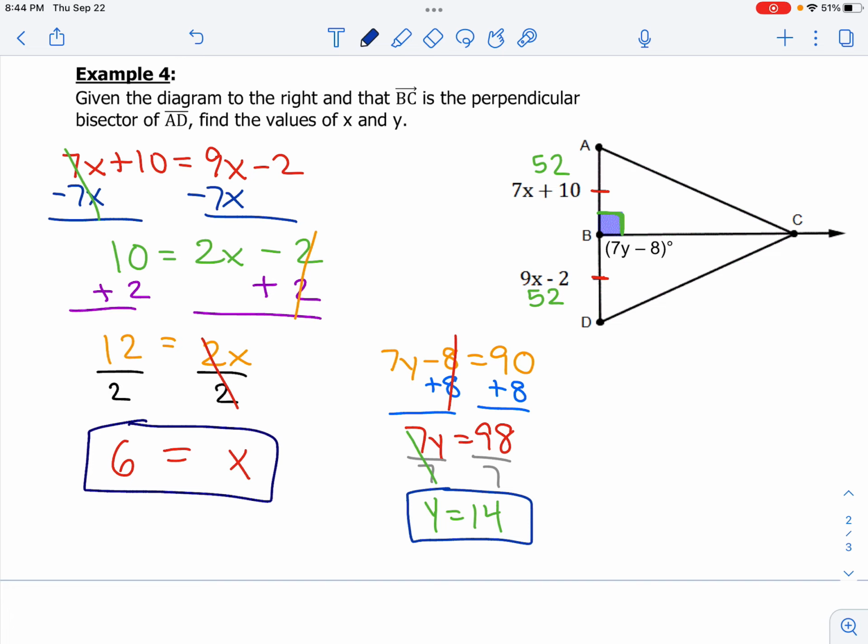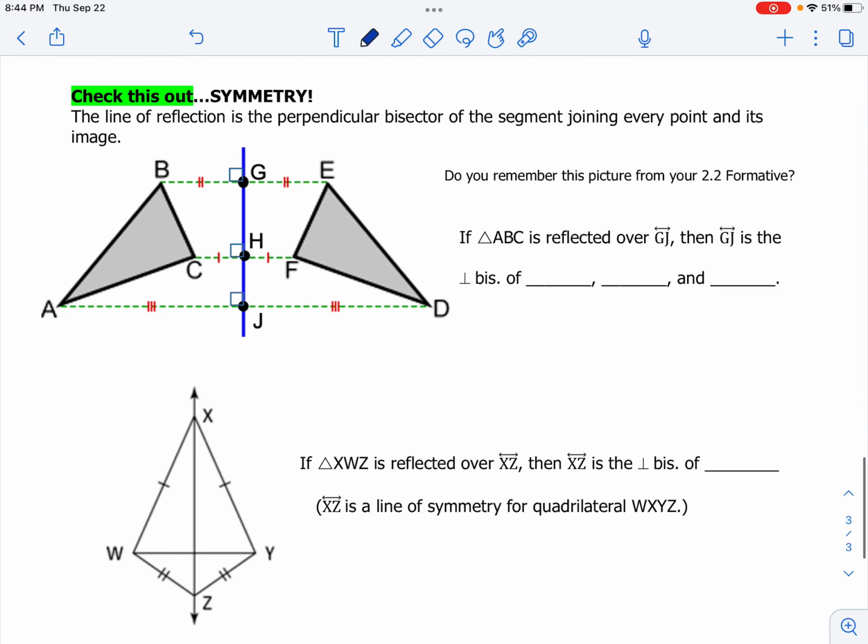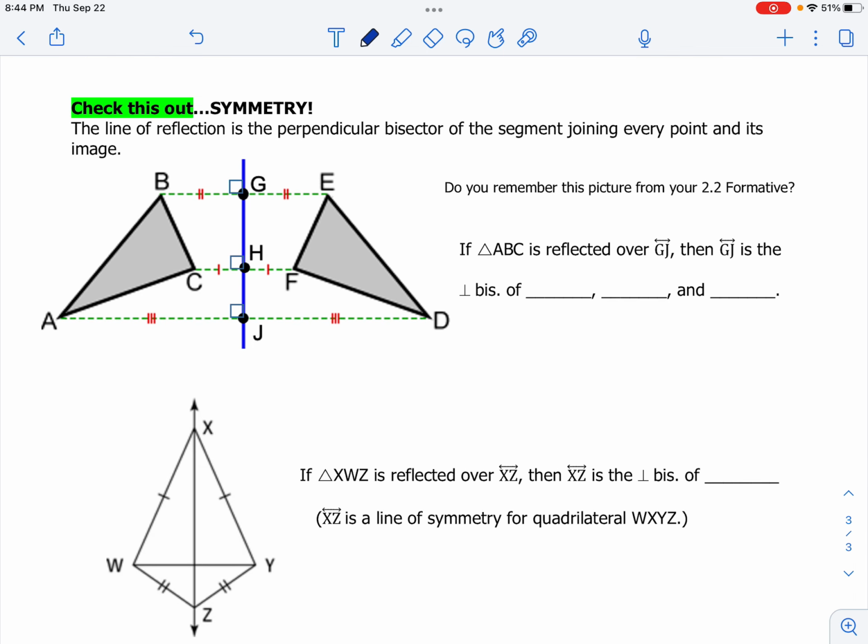All right, there's just a little bit left. I still hope you're having fun. I thought this would be worth putting here because you might be wondering why we are doing this in this chapter. Remember what we did in targets 2.1 and 2.2 with reflection, rotation, translation, and symmetry. Here's a picture I took from your 2.2 formative. Maybe you remember it, maybe you don't.